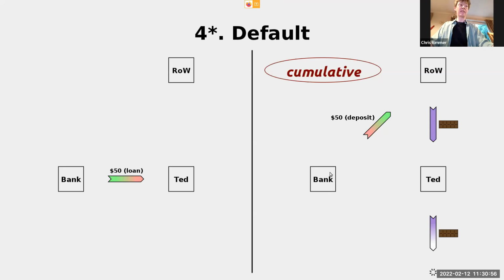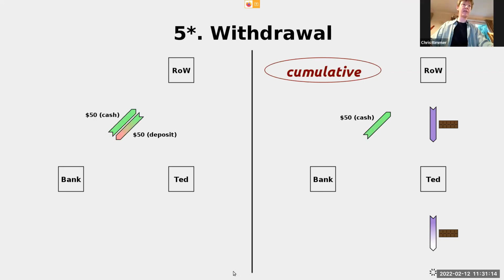The bank transferred $50 to the rest of the world, and the rest of the world transferred the chocolate to Ted, who consumed it. So Ted's purchasing power came from the bank. It's even clearer if we look at what happens if the rest of the world withdraws the depositor's cash. Here it writes off the deposit and gets $50 cash. Then the cumulative diagram shows an actual transfer of cash from the bank to the rest of the world. The rest of the world transfers the chocolate to Ted, who eats it. So here we see that Ted's purchasing power increased at the expense of the bank.